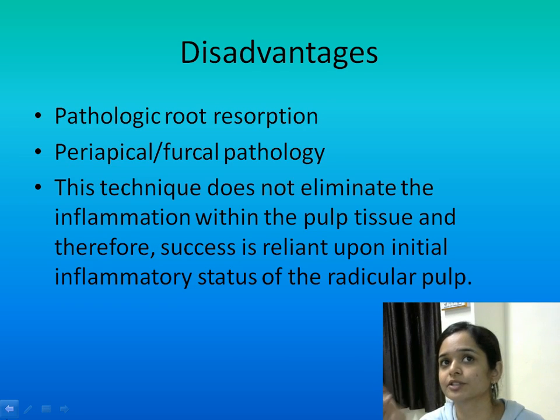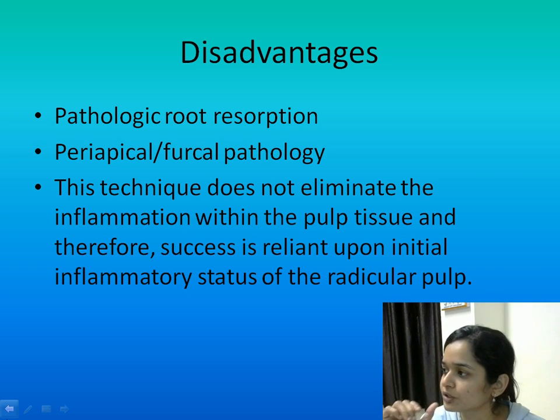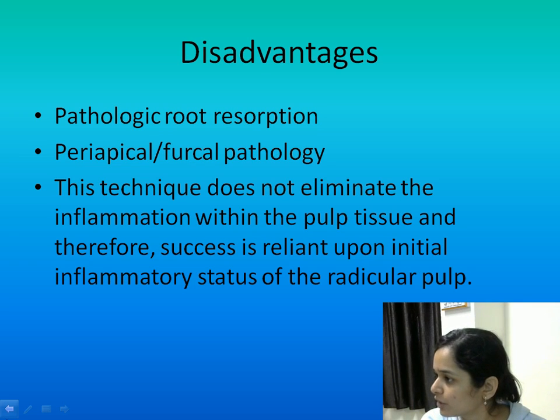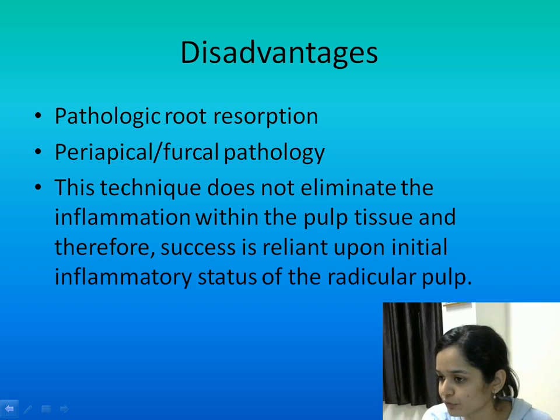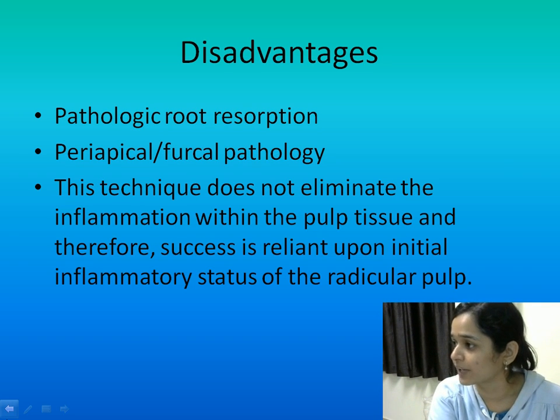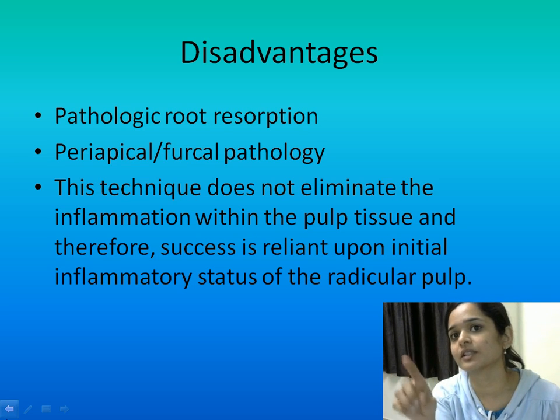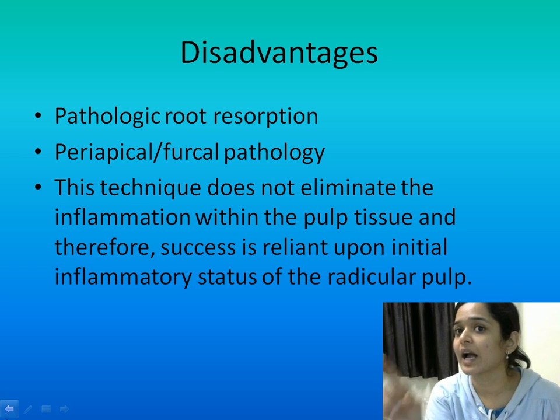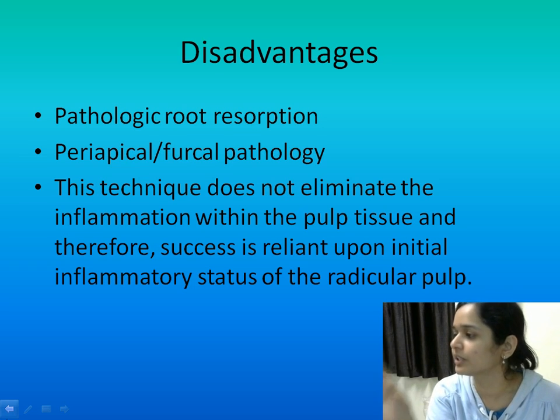Disadvantages: in some cases it causes pathologic root resorption, periapical or furcal pathology. This technique does not eliminate the inflammation within the pulp tissue. See, now if your diagnosis is slightly wrong and the radicular pulp tissue was slightly inflamed, formocresol fixation would have taken care of that. Ferric sulfate or glutaraldehyde fixation would have taken care of that. But electrosurgery penetration is only a few cells deep. So if your middle third of radicular pulp was inflamed and your diagnosis was inaccurate, then your procedure will be a failure. So with electrosurgical pulpotomy, success is reliant upon the initial inflammatory status and accurate diagnosis of the inflammatory status of the pulp.